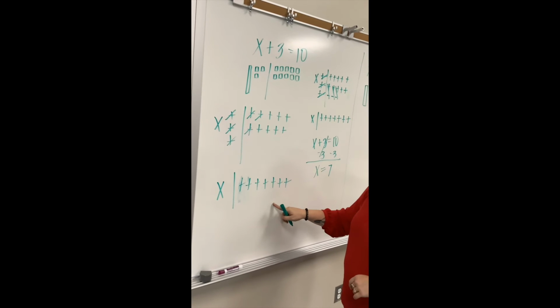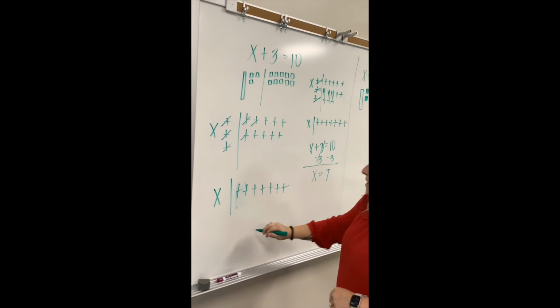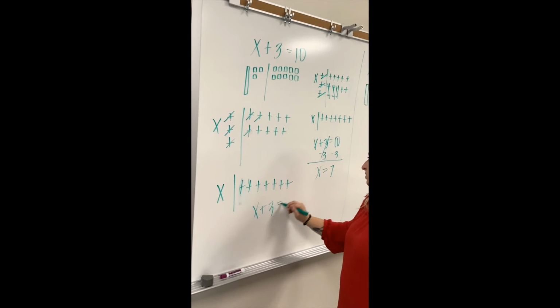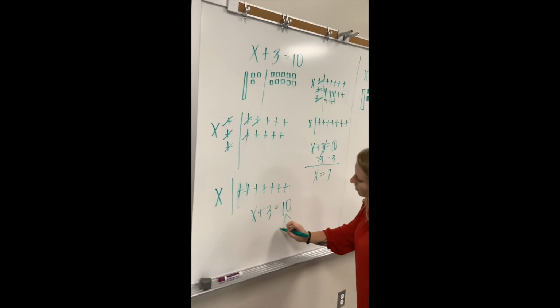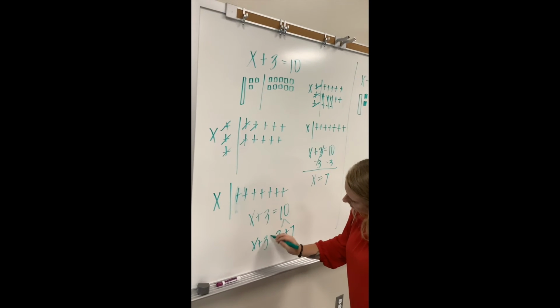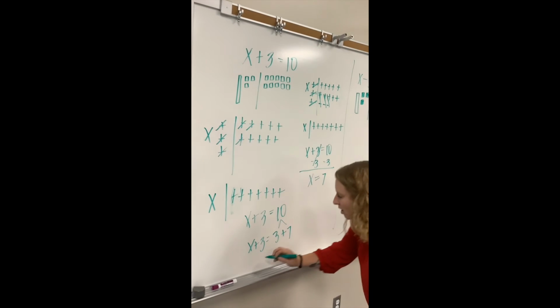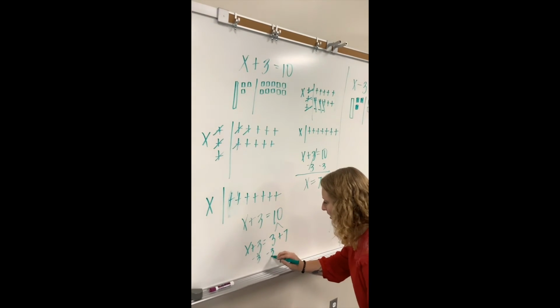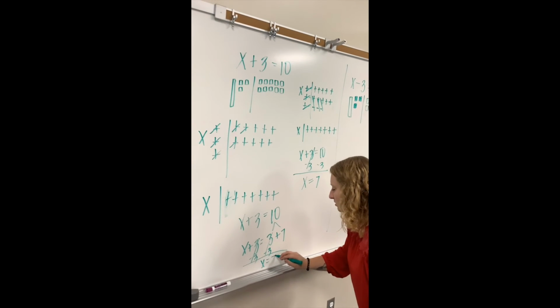What that looks like algebraically with our numbers and symbols is when I have my x plus 3 is equal to 10, I can decompose 10 into 3 plus 7. So I get x plus 3 is equal to 3 plus 7. And again, subtraction property of equality, I can take those 3s away to just give me that x equals 7 wholes.